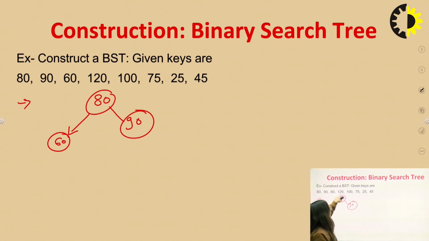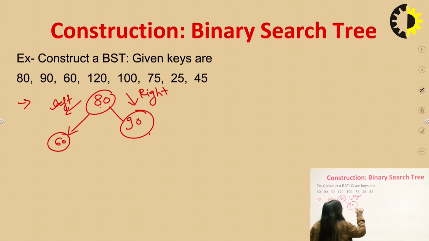Got it? Now come to 120. 120 is again checked here with root node 80. 120 is greater than 80, so it comes to the right direction. So 120 is checked again with the root. 120 is greater than 80, so it will come to the right side. Again check: 120 is greater than 90, so again it will come to the right side of 90.